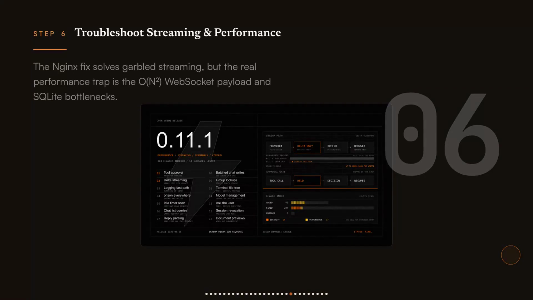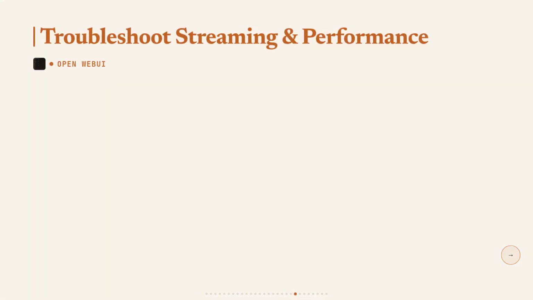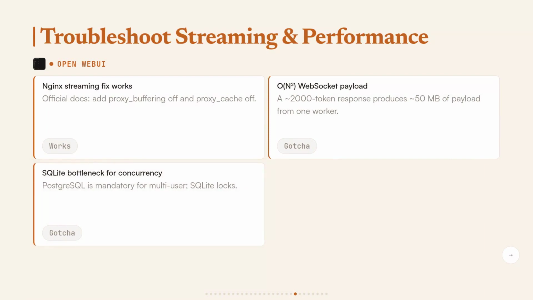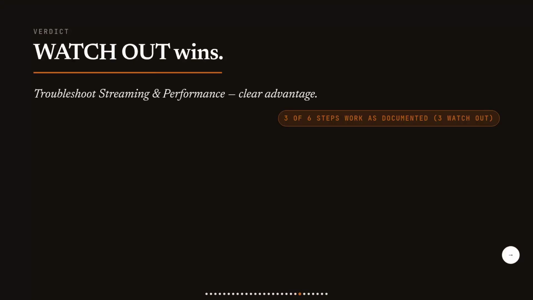Next up is troubleshooting streaming and performance, the test that quietly decides whether the rest of this comparison even matters. On this one, neither ran away with it once the workload got real. So troubleshooting streaming and performance lands as a tie, and the scoreboard barely moves.